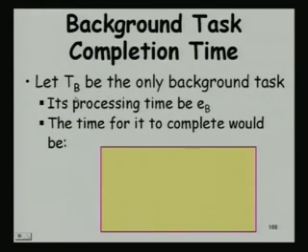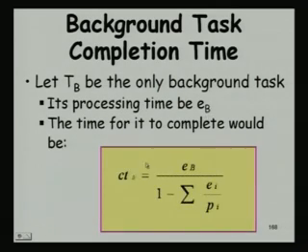So, if TB is the background task and its processing time is EB, then we can find the time for the background task to complete by finding the unused processor time of the foreground tasks. Let us say the foreground tasks are periodic tasks. Ei by Pi is the utilization of the processor for the task Ti. So, for every task, if we consider, sigma Ei by Pi is the total utilization, is it not.